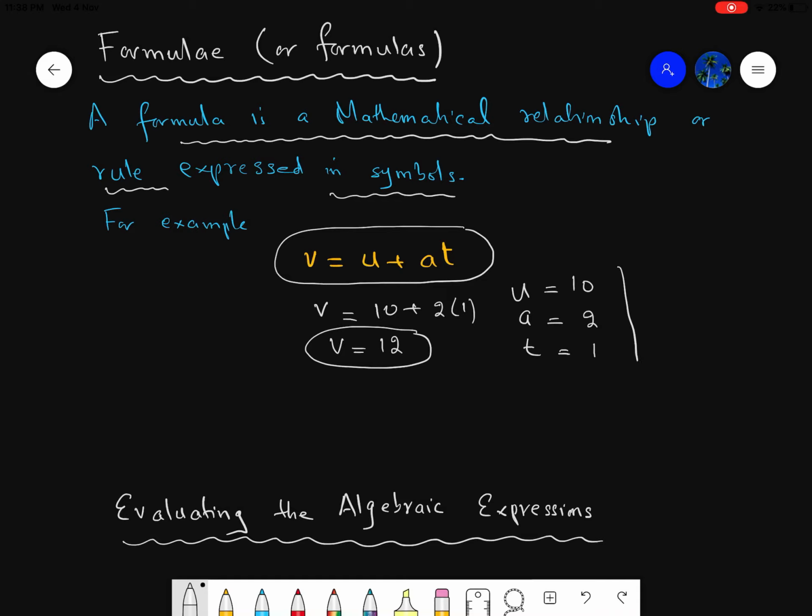If the values of U, A, and T are changed, for example, if U is 15, A is 3, and T is 2, then we get another value of V. U is replaced by 15, A is 3, and T is 2. So 2 times 3 is 6, and 15 plus 6 is 21. So you can see that once you build this relationship between different quantities, you just need to change the values and you get the corresponding results.